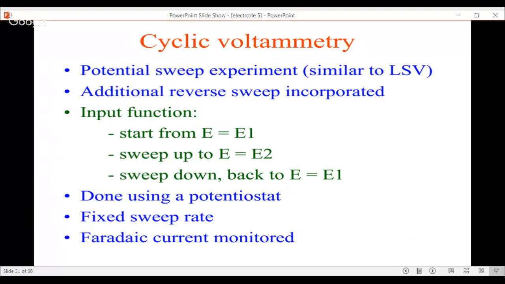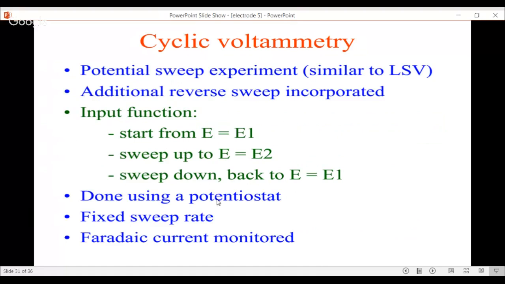Sorry for the interruption. An additional reverse sweep is incorporated in cyclic voltammetry. That is, your potential is 0 to 800, and from 800 to 0 also you are doing. Start from E equal to E1, sweep up to E equal to E2, sweep down back from E2 to E1. This is what is called cyclic voltammetry.